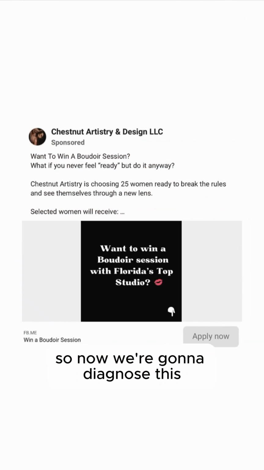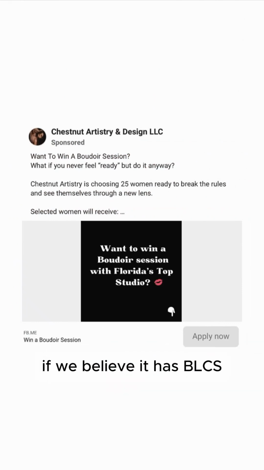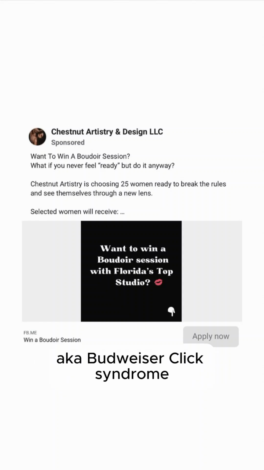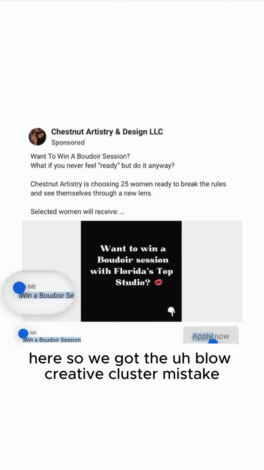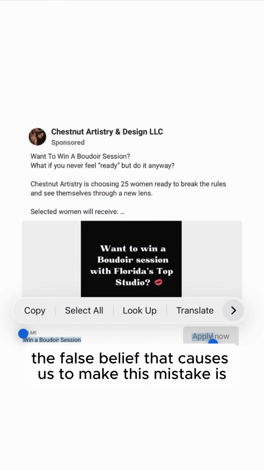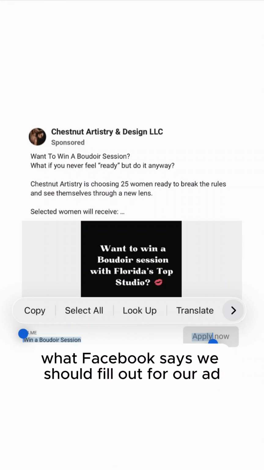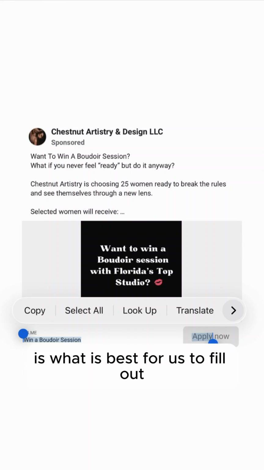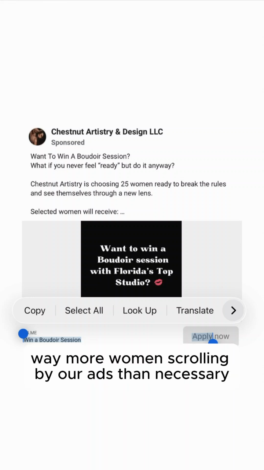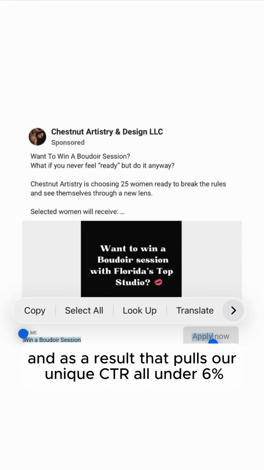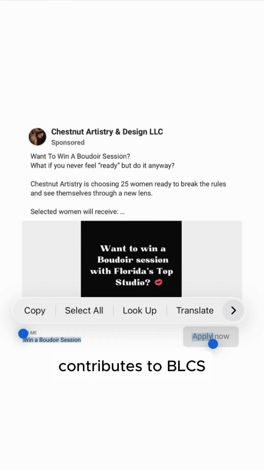Now we're going to diagnose this if we believe it has BLCS, aka Boudoir low click syndrome. So looking here, we've got the below creative cluster mistake. The false belief that caused us to make this mistake is we're trusting that what Facebook says we should fill out for our ad is what is best for us, but actually it is best for Facebook. The consequence of this is way more women scrolling by our ads than necessary. And as a result, that pulls our unique CTRL under 6% and contributes to BLCS.